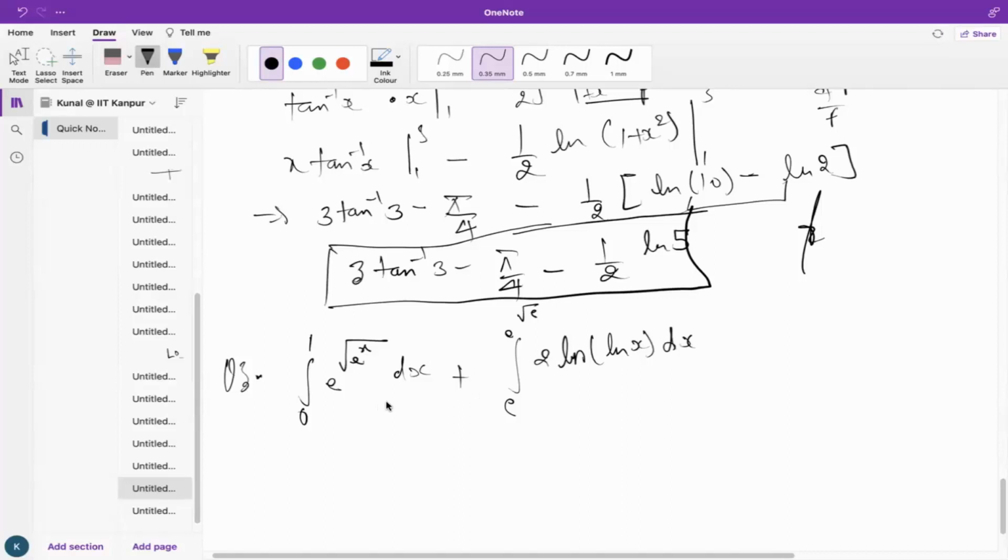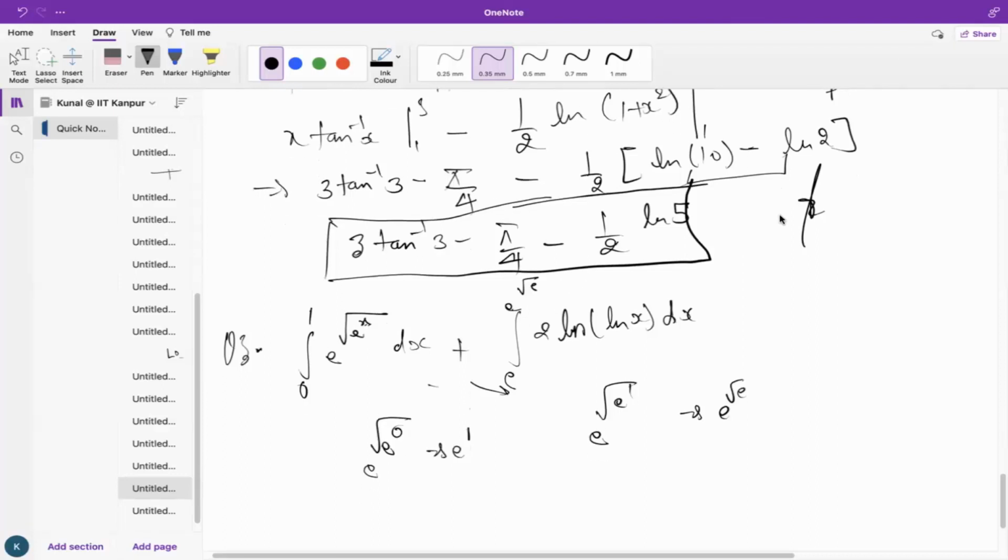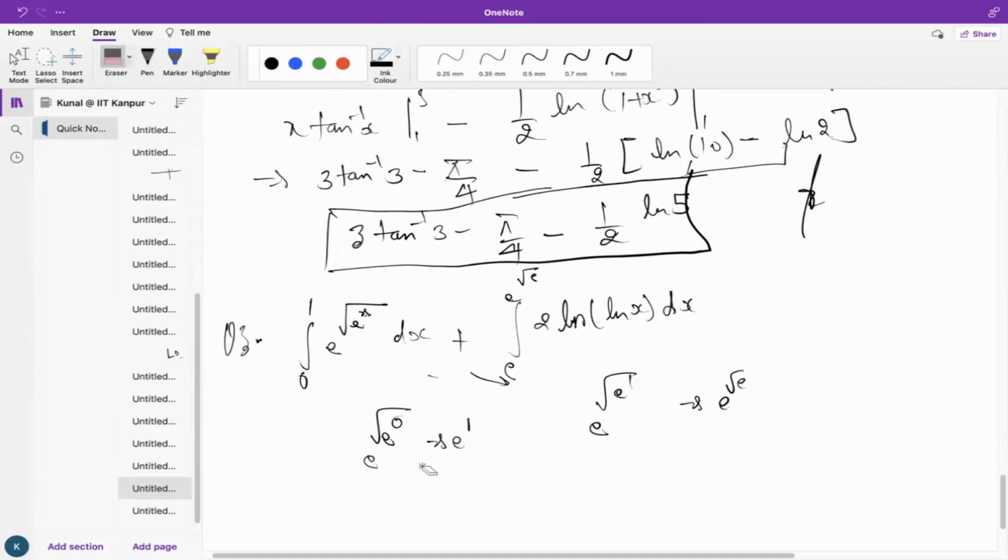But it is actually easy, because one thing you notice here: if we put 0 here, we get e root under e to the power 0, so we get e to the power 1. So we automatically get this result, right? And when we put the value 1, what we get? e to the power 1. So we get e to the power root e, which is actually nothing but the upper limit of the second integral. So we use a result we learned today.